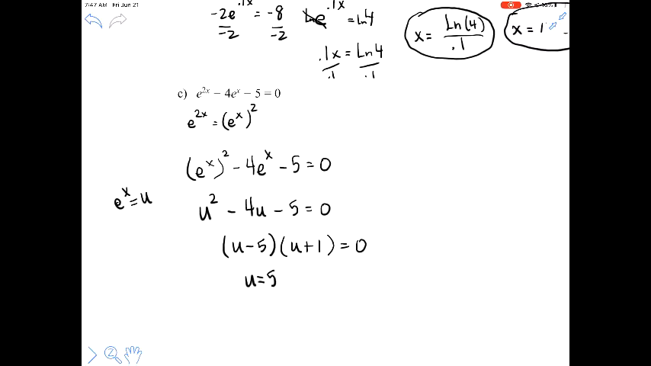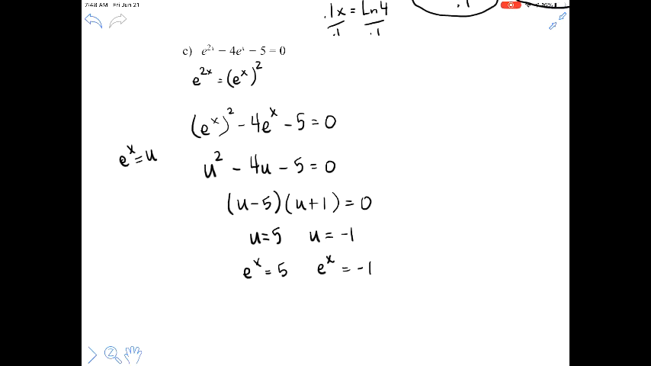So we have u equals 5 and u equals -1. Remember though that u is e to the x, so e to the x equals 5 and e to the x equals -1. Now we need to solve for x on both of these equations. Over here I'm going to use natural log, and we get x equals natural log of 5. Over here, if we try to use natural log, you can't take the natural log of -1. So that one gives us no solution.